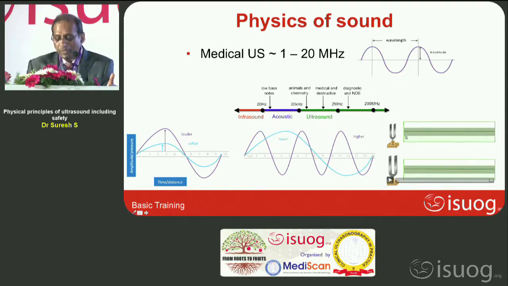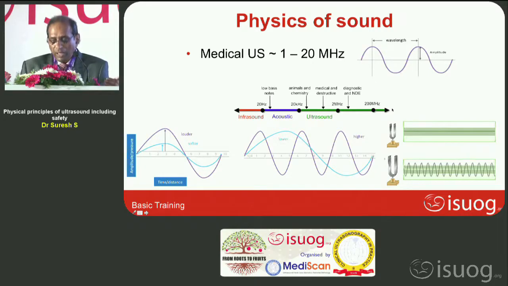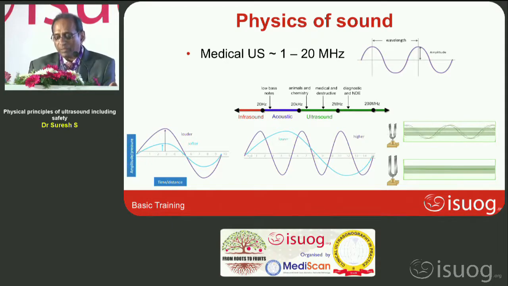When you produce a sound, you can see this is a low frequency sound and this is a high frequency sound. When you see the high frequency sound, obviously you can see the number of waves. The low frequency sound, the number of waves are fewer, and high frequency sound, the number of waves are more.